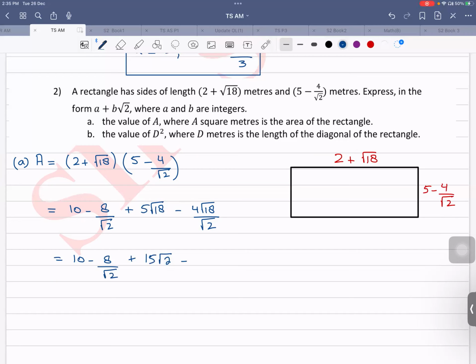Why 36? If this becomes 3 square root 2, 3 and 4 get multiplied. Oh, wait, 12 square root... Sorry. 12 square root 2 upon square root 2. So now I can cancel out square root 2 with square root 2. 10 minus 12 minus 2 minus 8 upon square root 2 plus 15 square root 2.